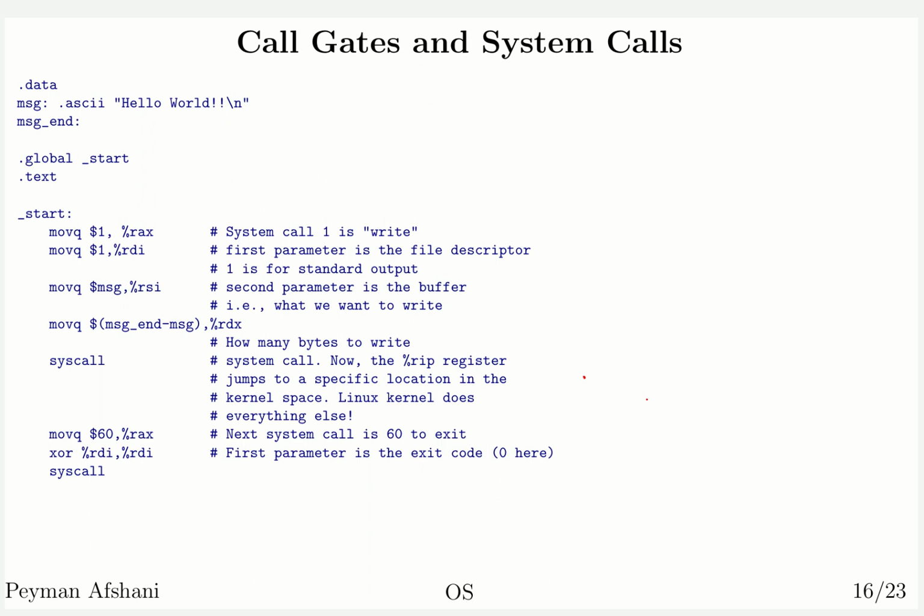Again, if you recall, in Linux, by default 3 files are open for programs: standard input, standard output, and standard error. And 1 is for the standard output, which is normal output to the terminal. So that's why we move 1 to the register RDI. Then the second parameter is what we want to write. We want to write this hello world message. So we put the starting address of this hello world. And finally, we put how many bytes we want to write.